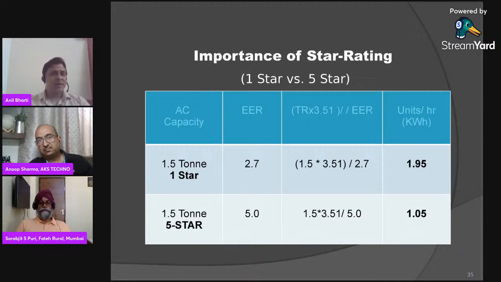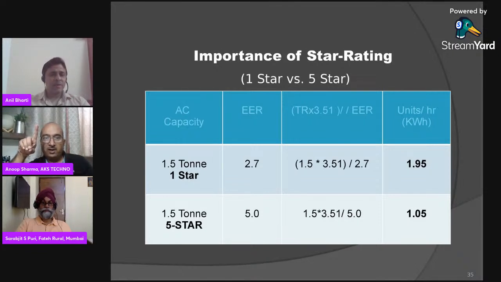नाउ इट इज़ हैविंग ईयर वैल्यू ऑफ 2.7. अब सेम फार्मूला यूज़ किया, 1.5 इंटू 3.51 किलोवाट डिवाइडेड बाई 2.7 जो ईयर वैल्यू है. तो इसका जो कंजम्पशन आया है वो आया है 1.95 किलोवाट पर आवर. अब 5 स्टार की बात करते हैं.